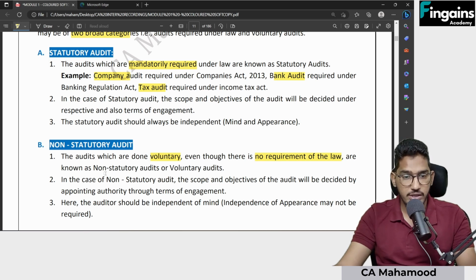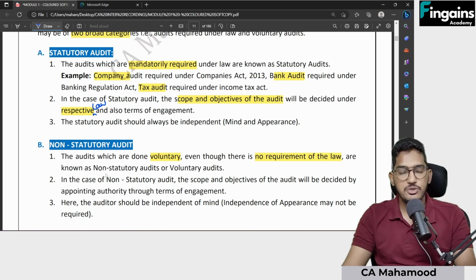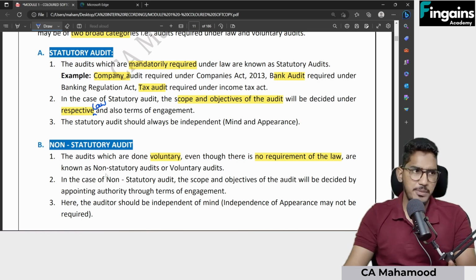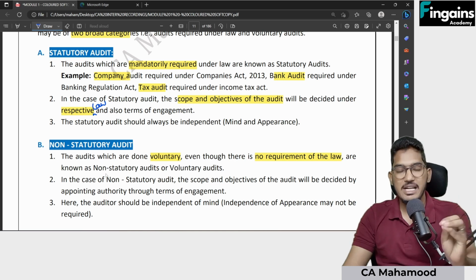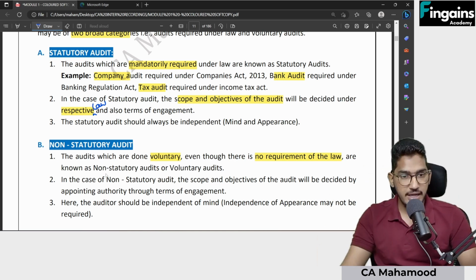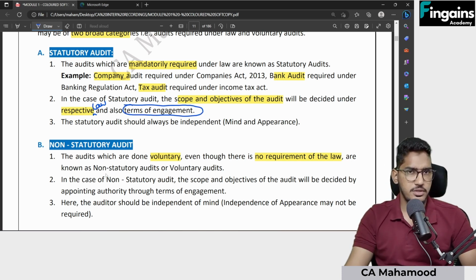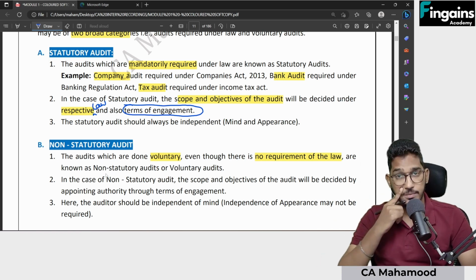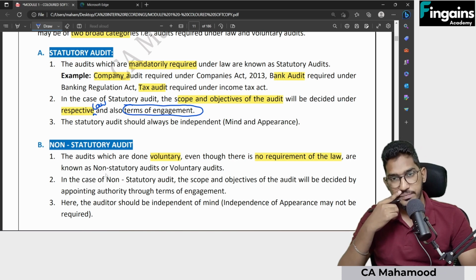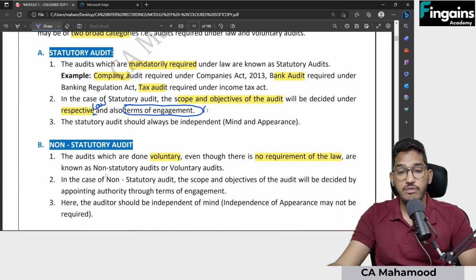In the case of statutory audit, the scope and objective of the audit will be decided under the respective law. Mistake here, guys, under respective law. Under whatever law the audit has been made mandatory, the same law will decide the scope and objective, and also the terms of engagement. Very important discussion. They are saying that in the case of statutory audit, the scope will be decided by law and also by way of terms of engagement. Terms of engagement means mutual agreement between auditor and client.